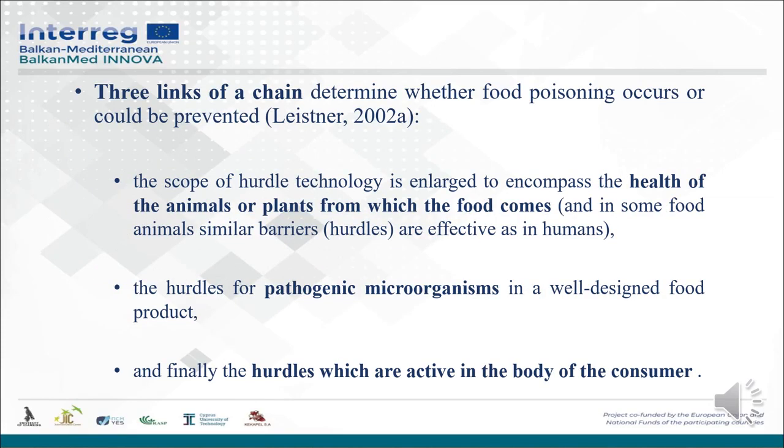There are three links of a chain that determine whether food poisoning occurs or could be prevented. First, the scope of hurdle technology is enlarged and encompasses the health of the animals or plants from which the food comes. Second, the hurdles for pathogenic microorganisms in a well-designed food product, and finally the hurdles which are active in the body of the consumer.